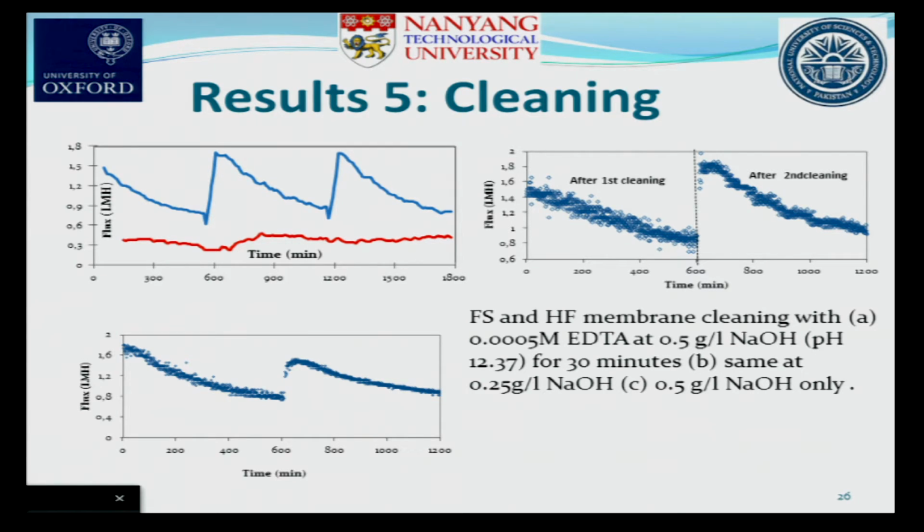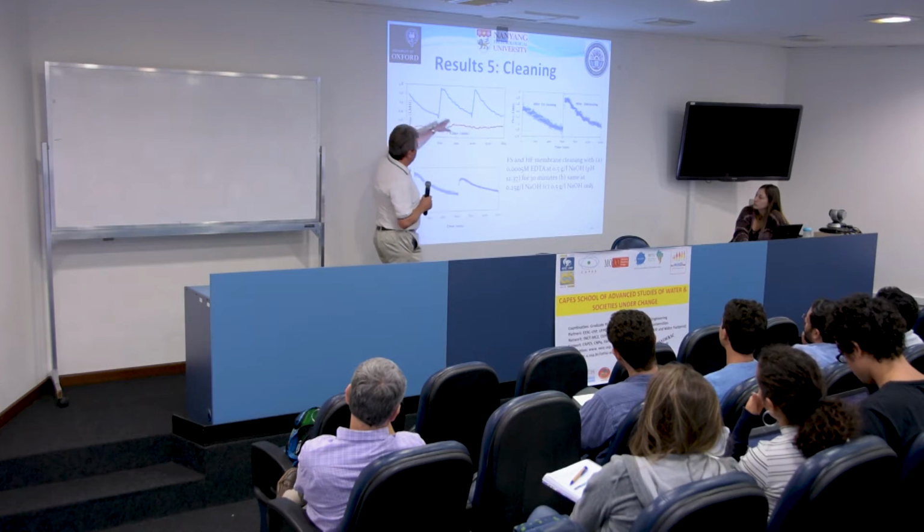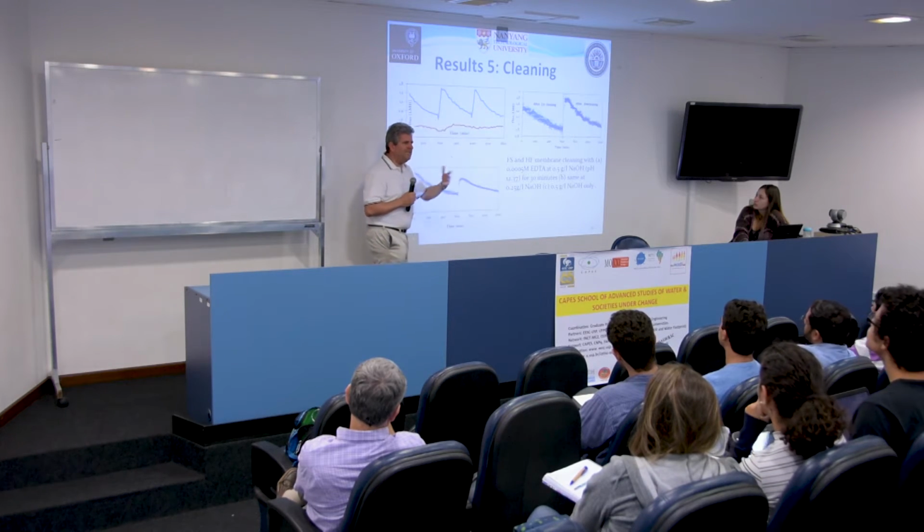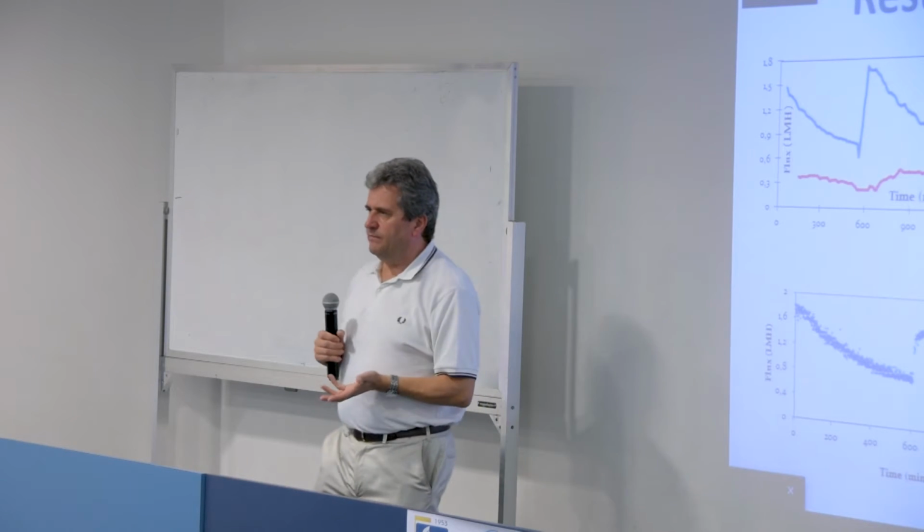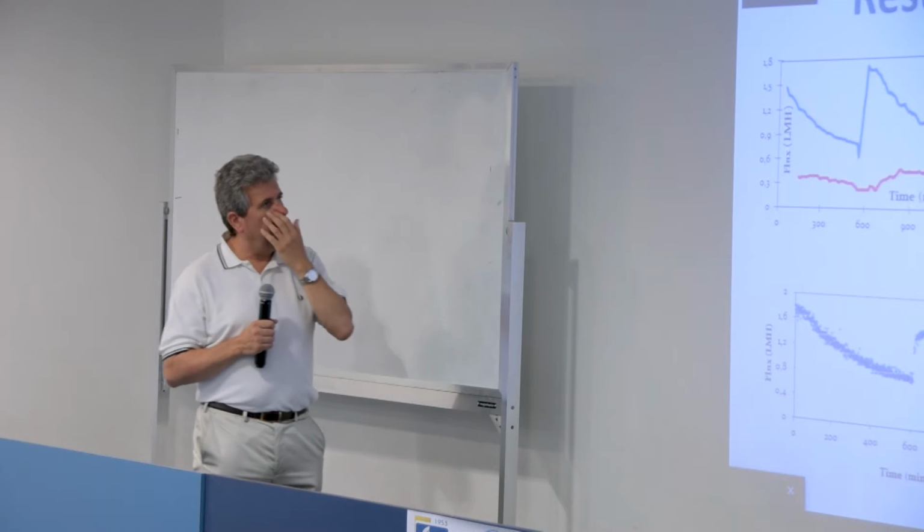So both types of membrane were used here. We have a flat sheet and a hollow fiber. So membrane cleaning with EDTA and some sodium hydroxide for 30 minutes. And then the second case, we did the same, just using the sodium hydroxide. So there's A, B, and C, I think it is. But in all cases, we get some recovery. But this seems to work the best, because you get almost 100% recovery. So you can clean the membranes. It's not too difficult to clean it using these solutions.